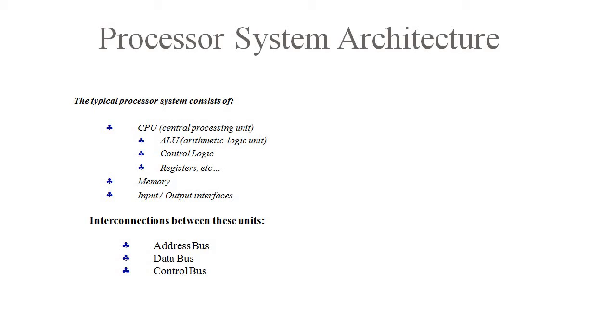Now there is a connection between the microprocessor and the input output or memory. So that connection or that transfer of data is done by using address bus, data bus and control bus. So these are the interconnections between these units.